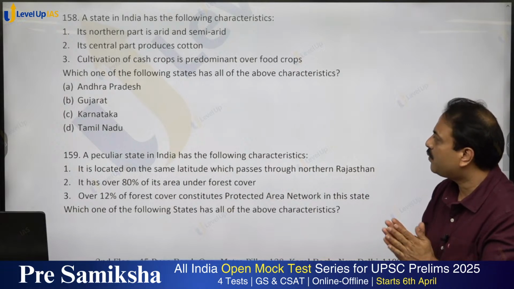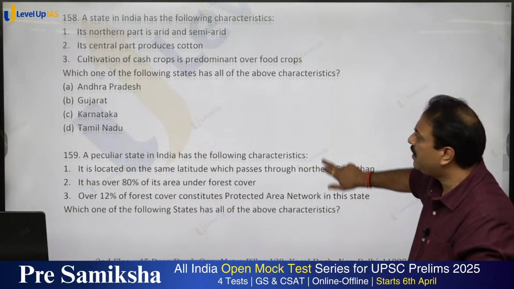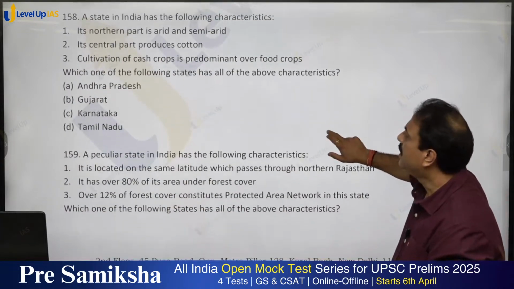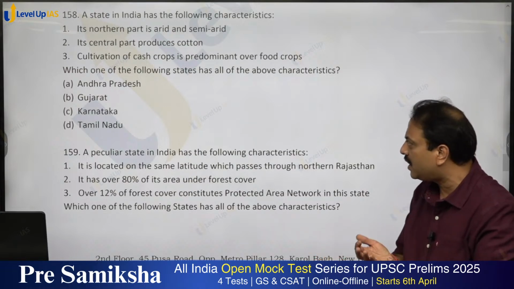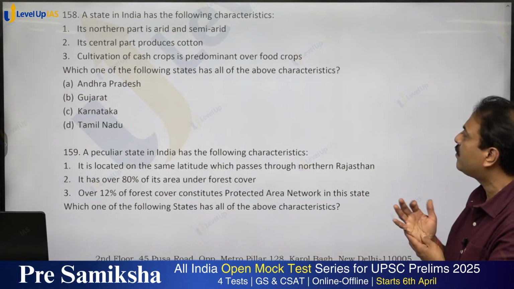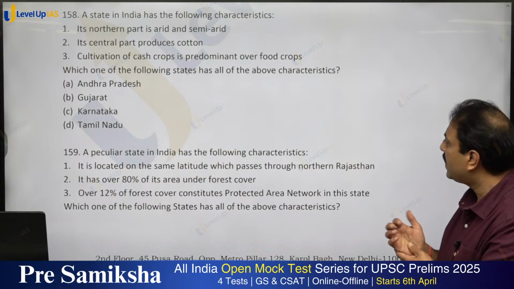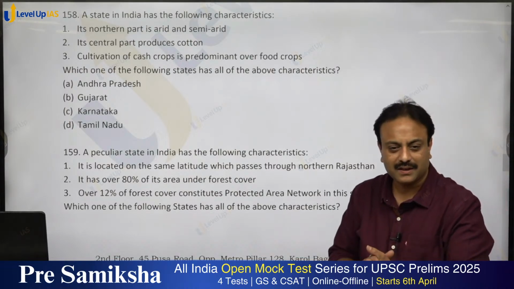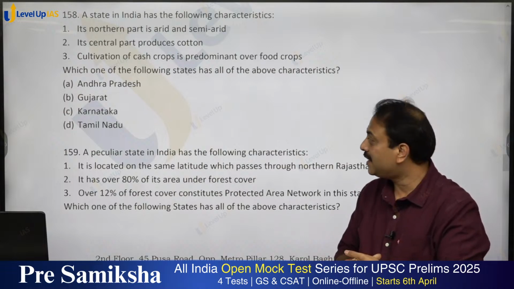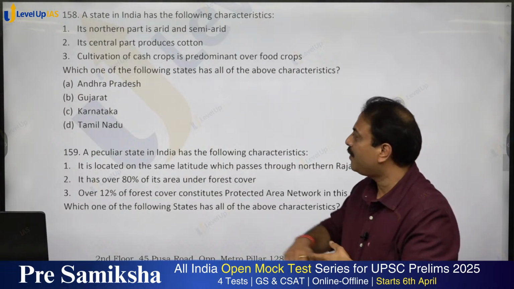A state in India has the following characteristics. We did 157. Its northern part is arid and semi-arid. Its central part produces cotton. Cultivation of cash crops is predominant over food crops. Which one of the following states has all of the above characteristics? The answer is Gujarat. But evaluate the options.